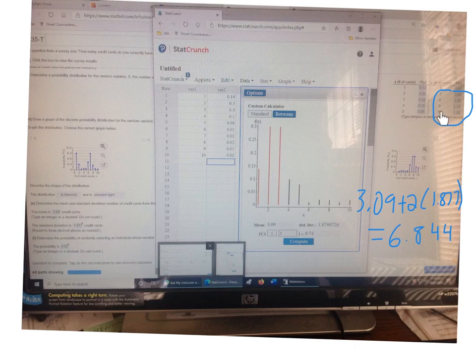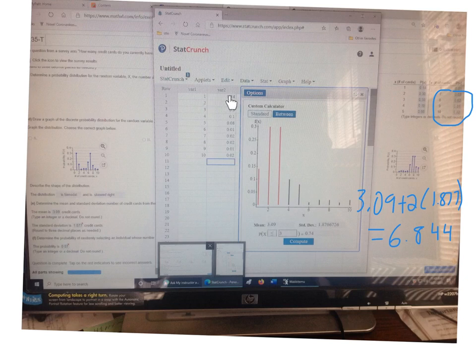So you're given this information here. You're given X number of cards and the probability of having that many cards. So I just have that number of cards in variable one and the probability of having that card here. And so if you'll click on Stat and Calculator, the first choice, and choose Custom Calculator, then if you'll put in variable 1 for the variable and the weight at variable 2.